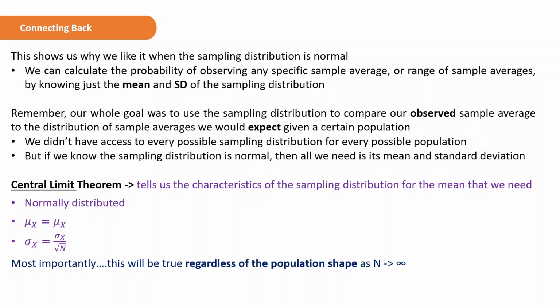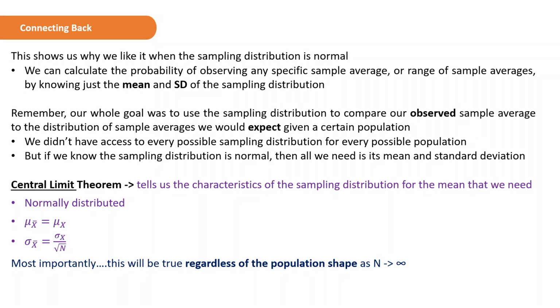But we didn't have access to every possible sampling distribution for every possible population. But here's the thing, if we know that the sampling distribution is normal, then we don't need the entire distribution. All we need is its mean and standard deviation. So I'll say it again, if we know that the distribution of sample means is normal, then all we need to know is the mean and standard deviation of that sampling distribution, and then we can compare our observed values, our observed sample statistics, to that sampling distribution and make those probabilistic statements that we're interested in.